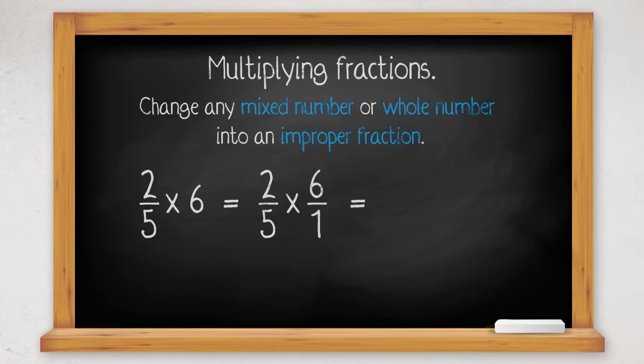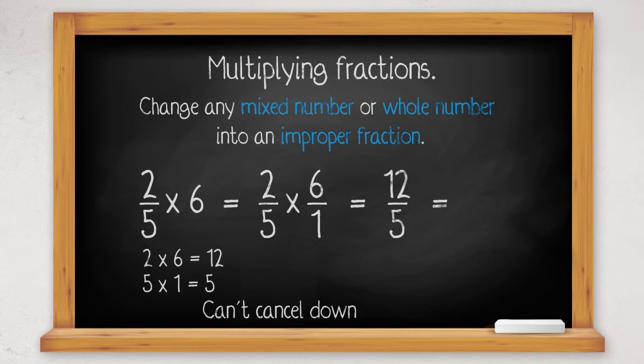The next step is to multiply the top number together and the bottom number together. So 2 times 6 is 12 and 5 times 1 is 5. At the end, we see if we can cancel the fraction down, which we can't in this case. And if it is an improper fraction, we change it to a mixed number.